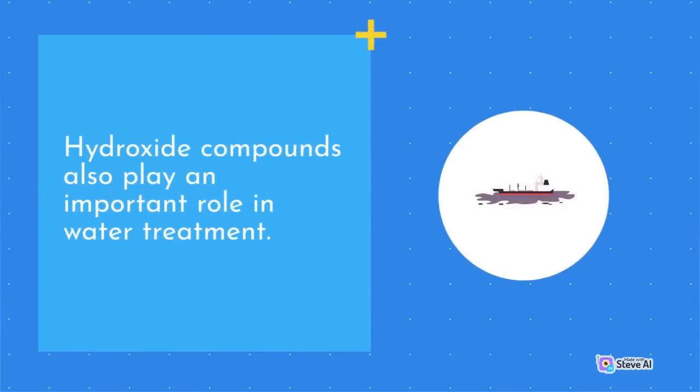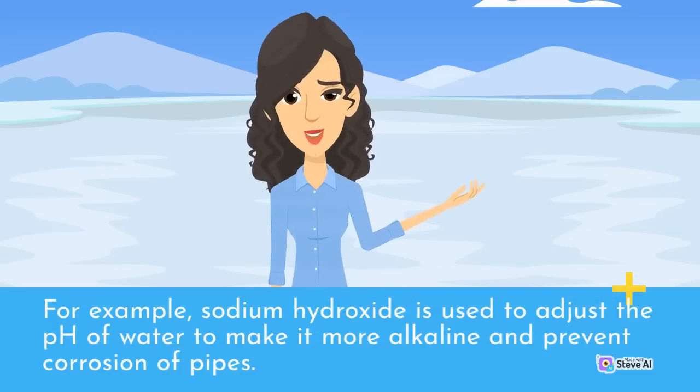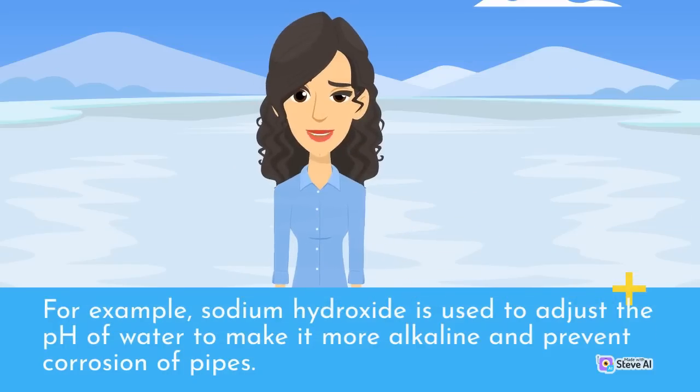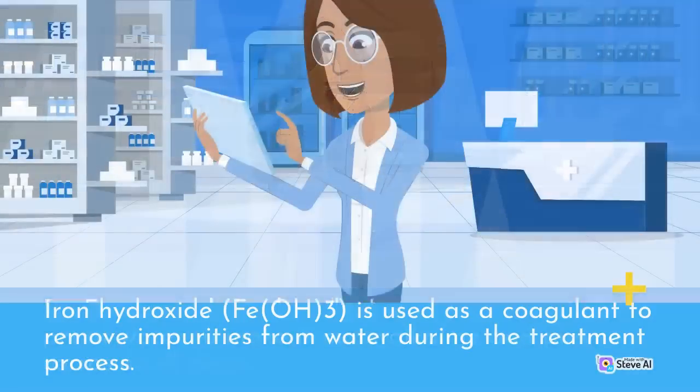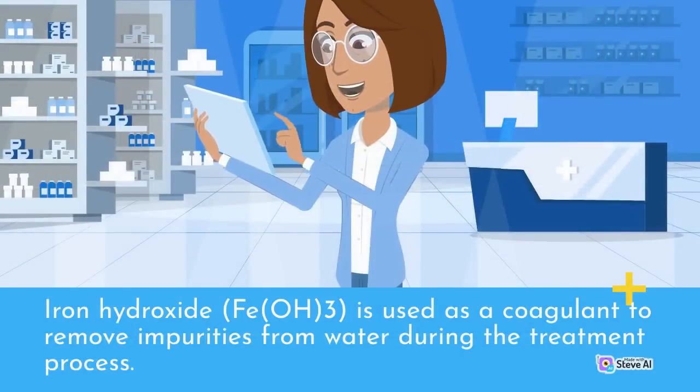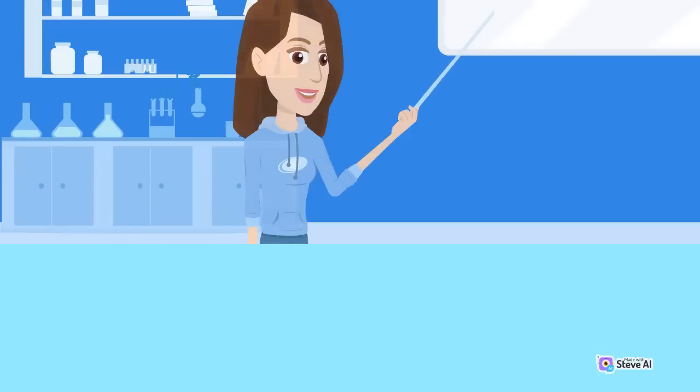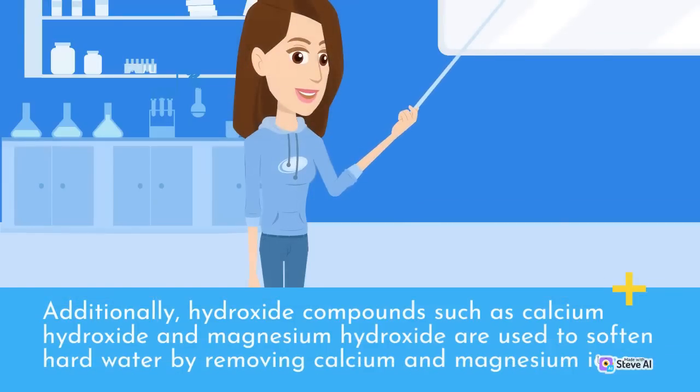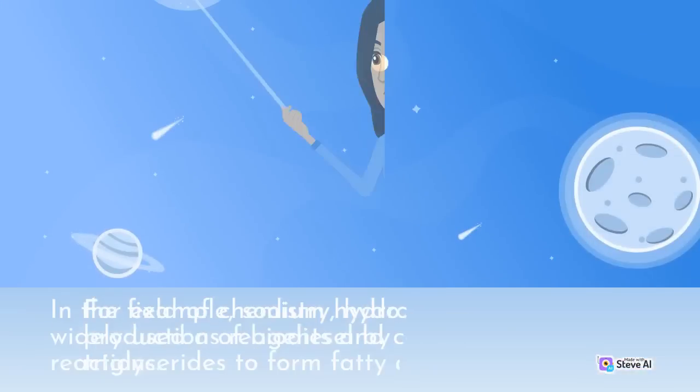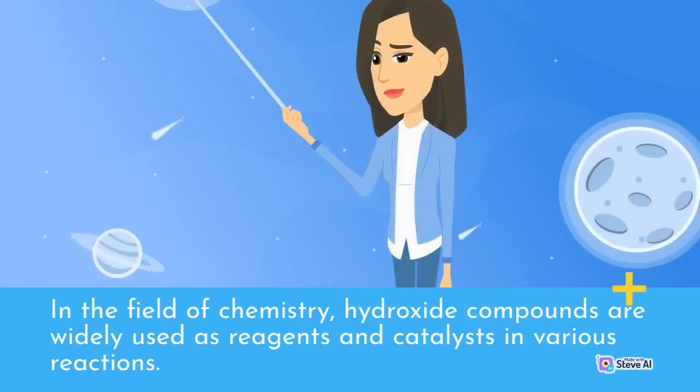Hydroxide compounds also play an important role in water treatment. For example, sodium hydroxide is used to adjust the pH of water to make it more alkaline and prevent corrosion of pipes. Iron hydroxide, Fe(OH)3, is used as a coagulant to remove impurities from water during the treatment process. Additionally, hydroxide compounds such as calcium hydroxide and magnesium hydroxide are used to soften hard water by removing calcium and magnesium ions.